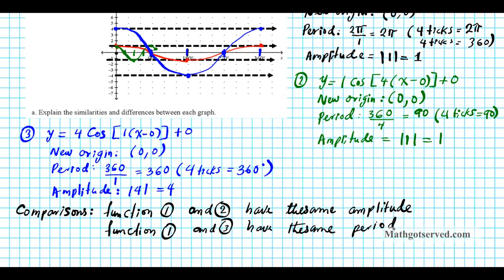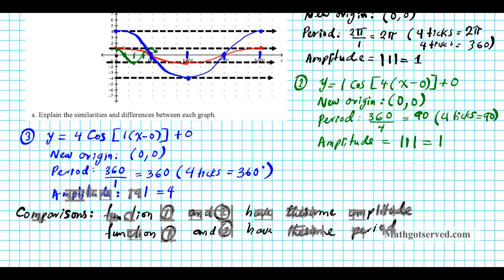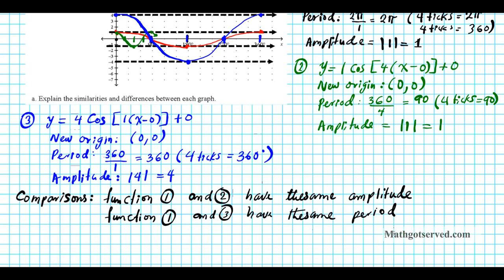Is there a similarity that all 3 functions share? Absolutely, they all start from their individual maximums. The individual maxima. So functions 1, 2, and 3 start at their maximums.